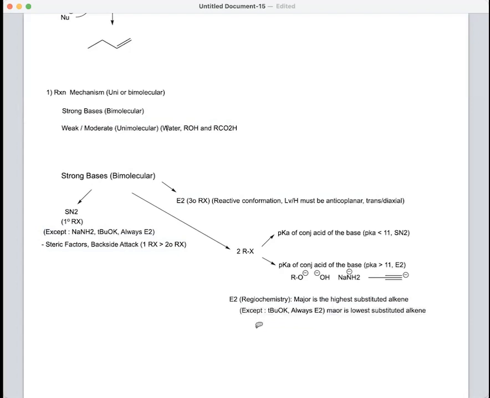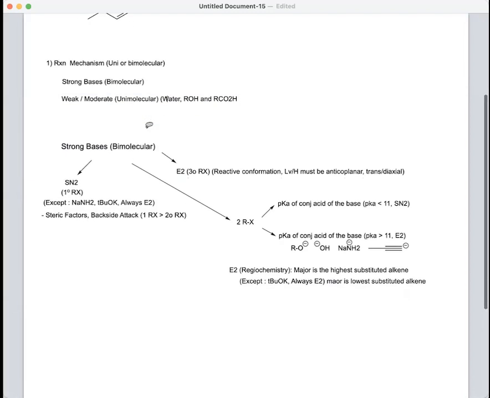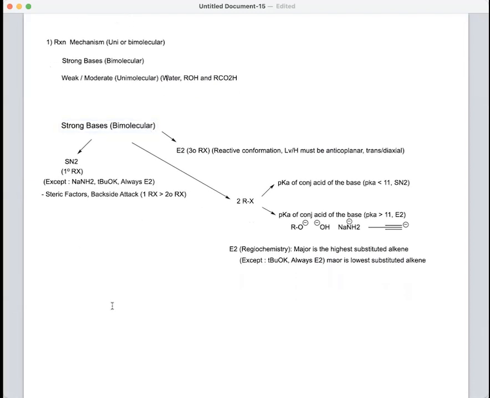So any questions with bimolecular mechanisms? No questions with bimolecular mechanisms? No. So if you get a weak base, or it's a solvolysis reaction, that is a unimolecular mechanism. So all these are solvolysis reactions.